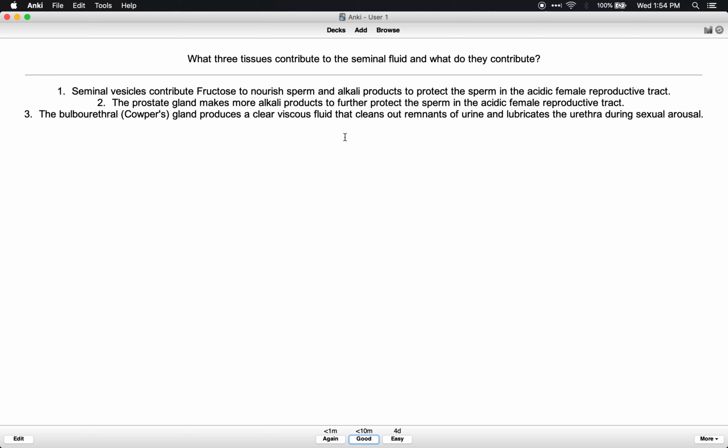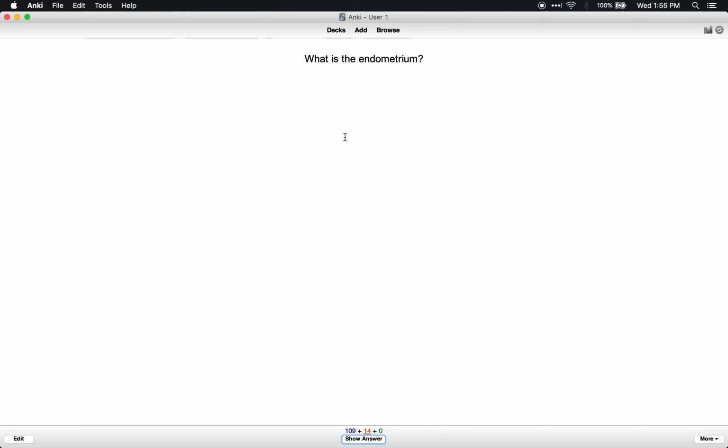Seminal vesicle contributes fructose to nourish sperm and alkali products to protect the sperm. Prostate gland makes more alkali products to protect the sperm in the acidic female reproductive tract. Seminal vesicle produces fructose to nourish the sperm, alkali to protect. Prostate gland, alkali to protect. Cowper's gland, fluid that cleans out the urine and lubricates the urethra during sexual arousal. What is the endometrium? It's the inner lining of the uterus.